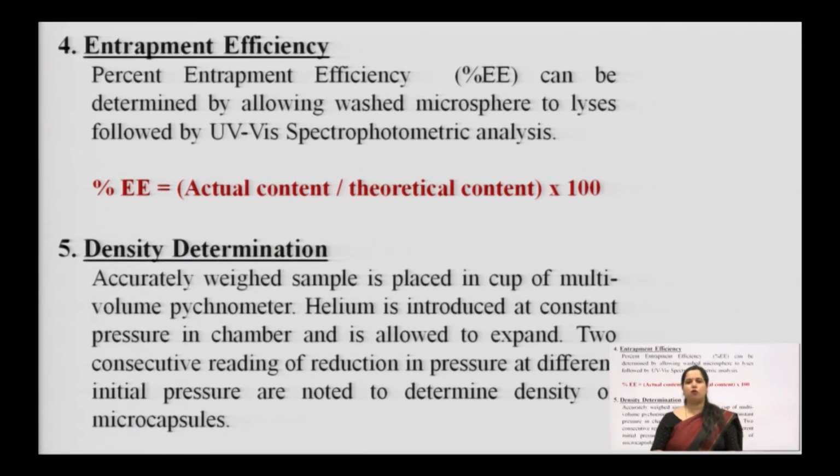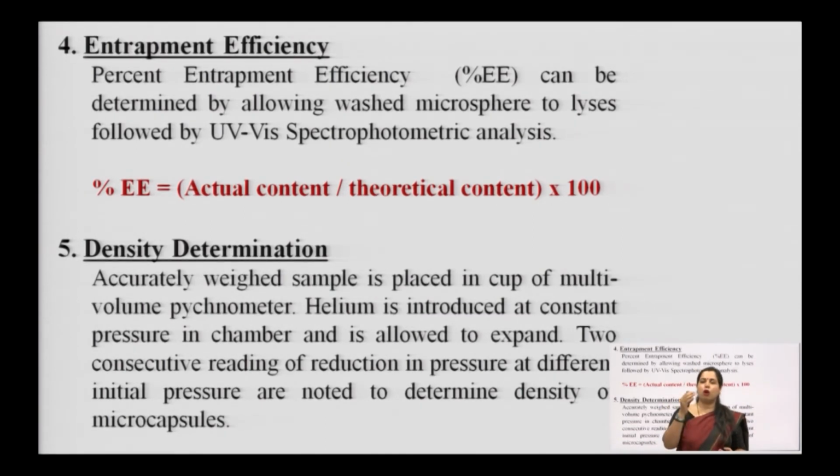We can identify using this technique. Percentage entrapment efficiency can be determined by allowing the washed microsphere to lyse, followed by UV visible spectrophotometric analysis. First, you will take the sample of microsphere you have prepared in your lab, or after manufacturing, to check entrapment efficiency, and then you will use some sort of lysing agent like Triton X and many more.